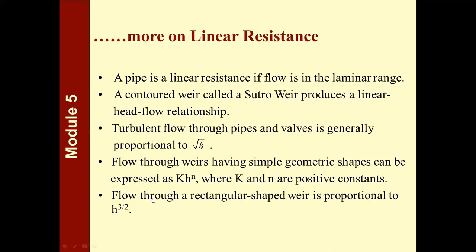Flow through a rectangular-shaped weir is proportional to H raised to 3 halves. Now, in this form, H raised to 3 halves, or KH raised to N, or H raised to 1/2, all of which make the corresponding differential equation nonlinear. And it will not go through the usual way of determining the transfer function for that particular physical system, because you have a term in your differential equation which is nonlinear.